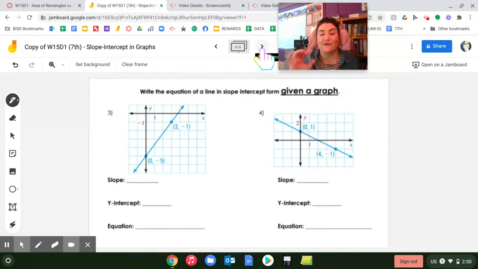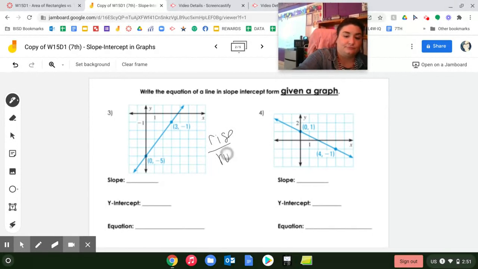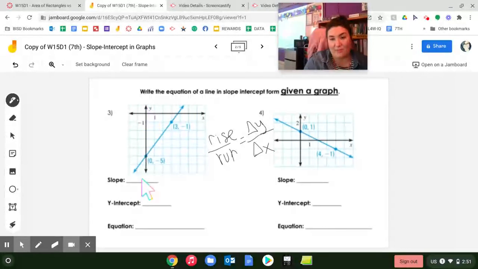Now, today is the first day where we are actually going to solve for slope. Like, how do you find slope? Slope is your rise over run. We have talked about this just a little bit. Your rise over run is your change in your y values, your up and down, your rise, divided by your change in x values, which is your run.